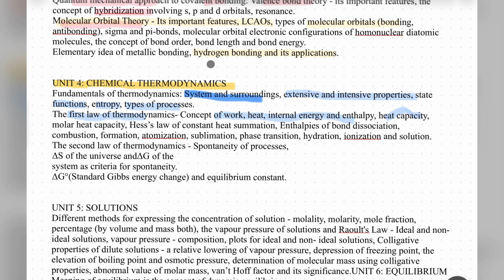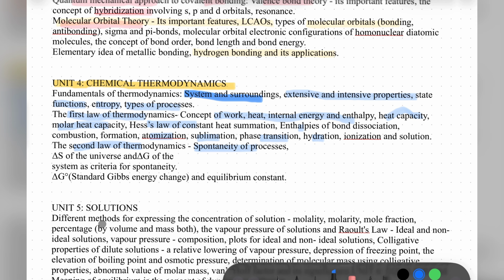Yes, all these things are there. And molar heat capacity, Hess's law of constant heat summation, enthalpies: bond dissociation, combustion, formation, atomization, sublimation, phase transition, hydration, ionization, and enthalpy of solution. Second law of thermodynamics is also there, that is spontaneity, right? And delta S, delta G, entropy and Gibbs free energy, criteria of spontaneity, right? And everything is given there. So all are there. So don't forget to cover all these things.